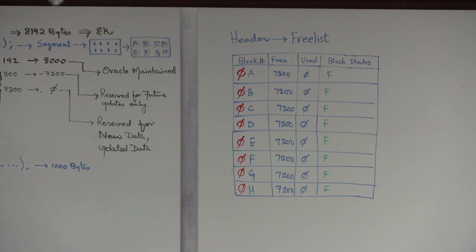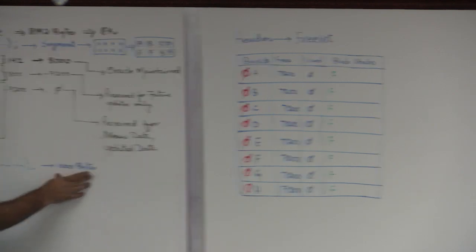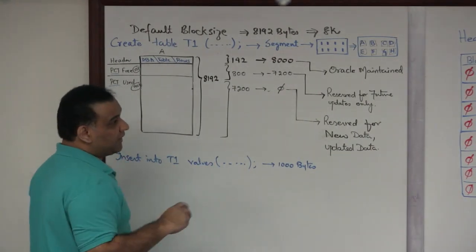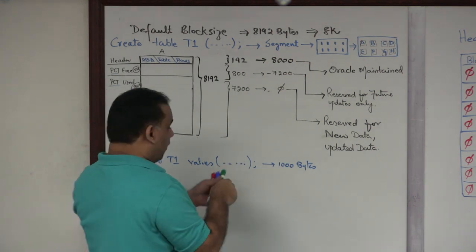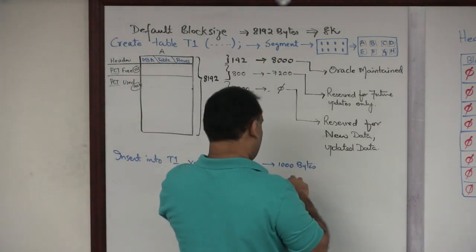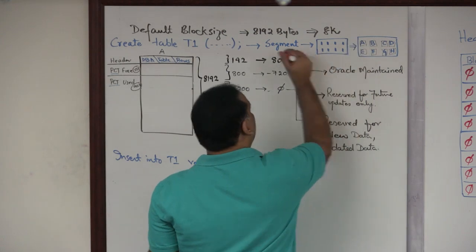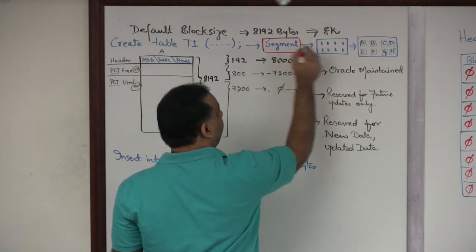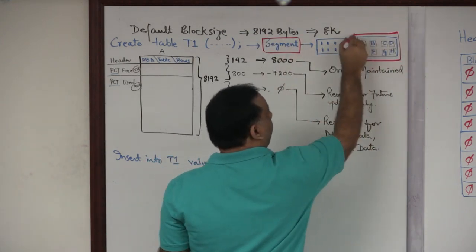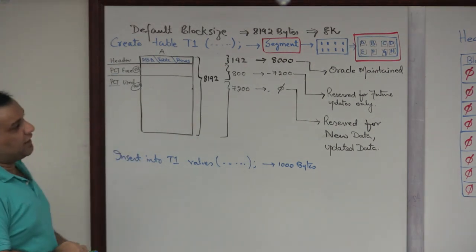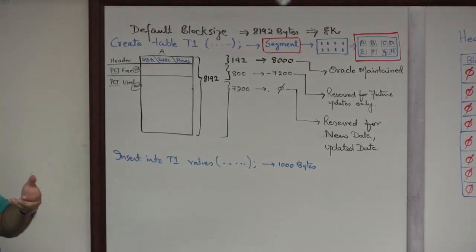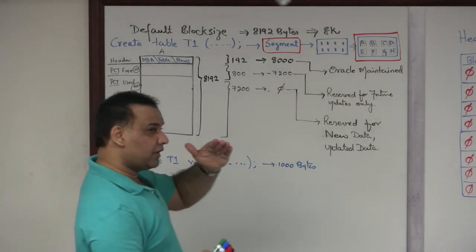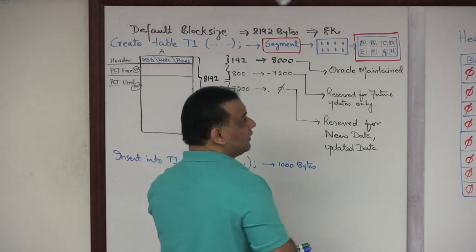So in that case, insert into T1 values, and then you have the 1000 bytes. Now, out of 1000 bytes, the very first thing. Now, this is all part of the same segment, if you guys recall. Now the segment has a segment header, the way we have a block header, an extent header, and a tablespace header. Everything has a header that keeps the metadata.